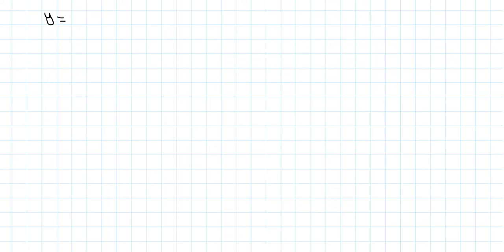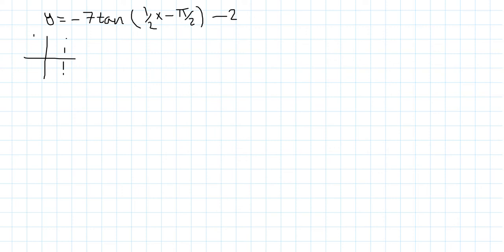y equals minus 7 tan(1/2 x minus pi over 2). You can draw the previous example exactly, but change the shape. Change the shape as the minus tan. We know minus tan was like this. Only change the shape. But if you want to draw it again, suppose that you don't know the shape of the graph, you need to find something.